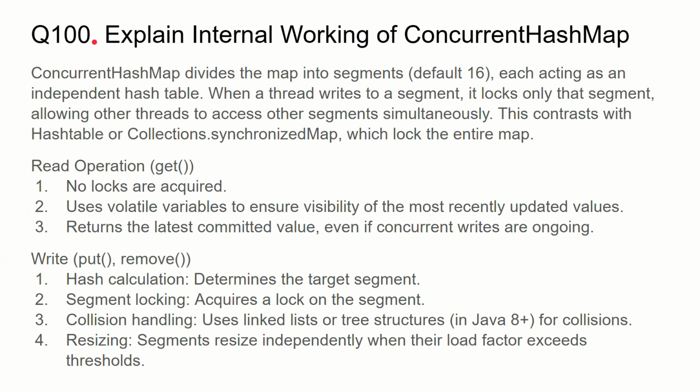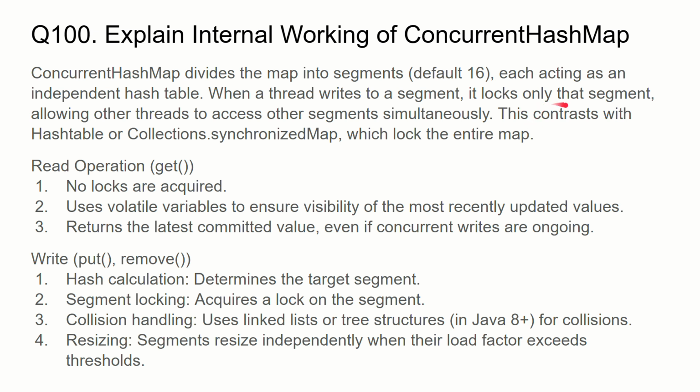Next question is explain internal working of ConcurrentHashMap. This is again very important question and can be asked in your interviews. So the ConcurrentHashMap divides the map into segments, which is default 16. So each segment acts as an independent hash table. So when a thread writes to a segment, it locks only that segment, allowing other threads to access other segments simultaneously. This contrasts with Hashtable or Collections.synchronizedMap, which locks the entire map.